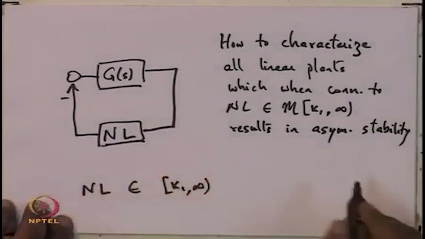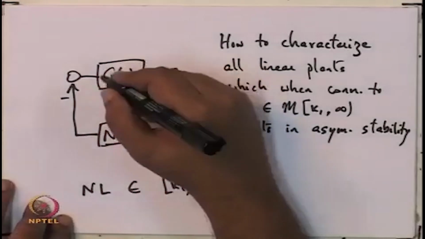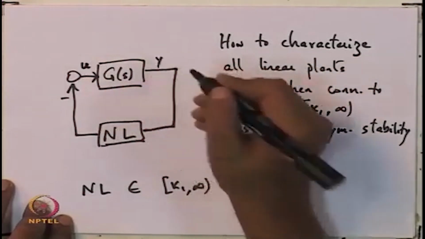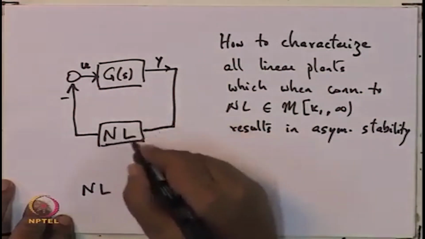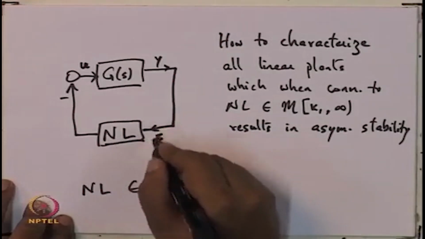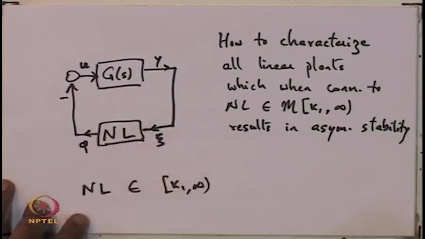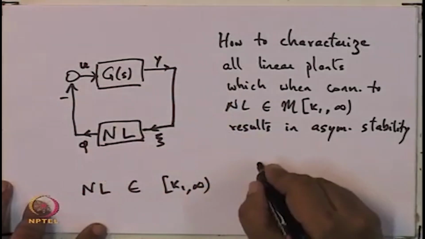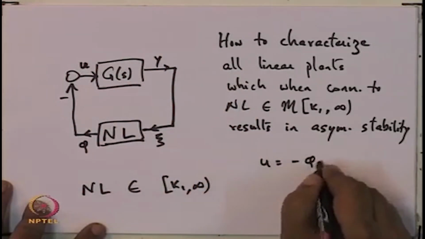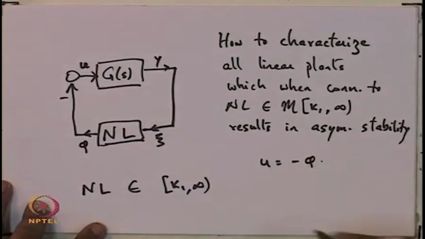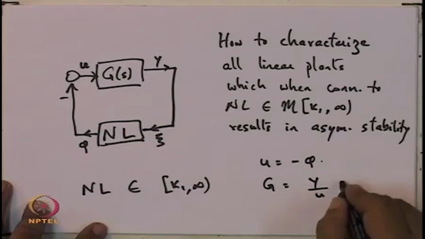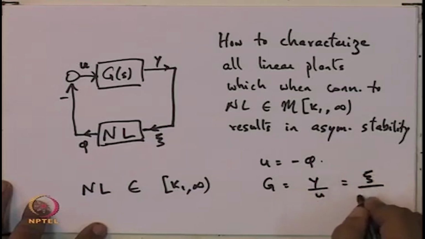So, now let me call the input to the linear plant u and the output y, and let me call the input to the nonlinearity psi and the output phi. Then of course, by the feedback connection, u is equal to minus phi. And you also know that the transfer function g is really y by u, but that is the same as psi by minus phi.